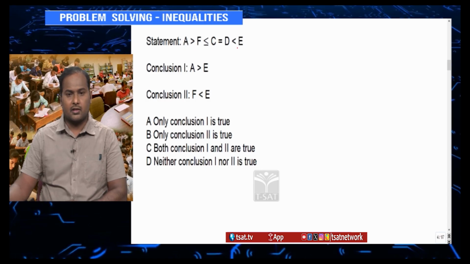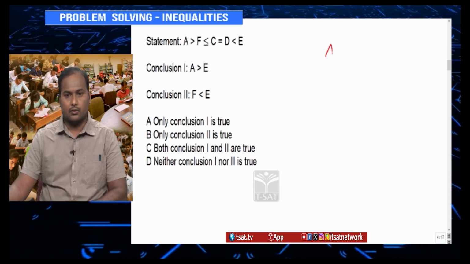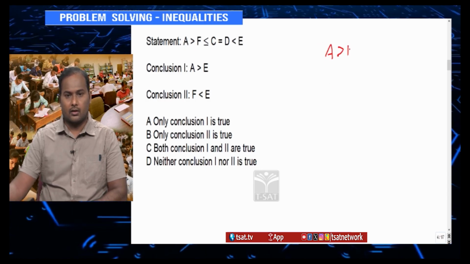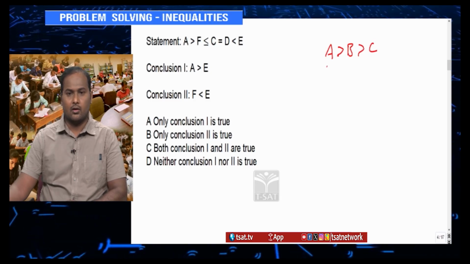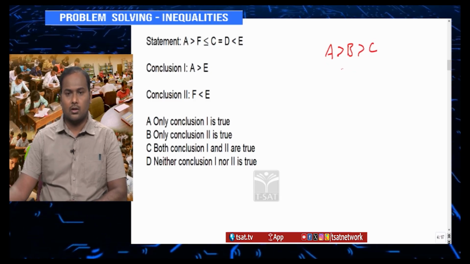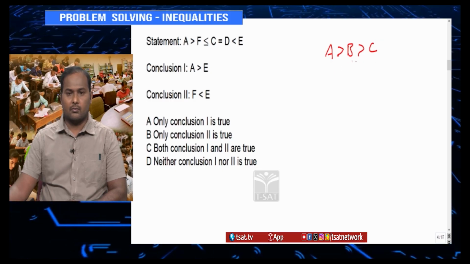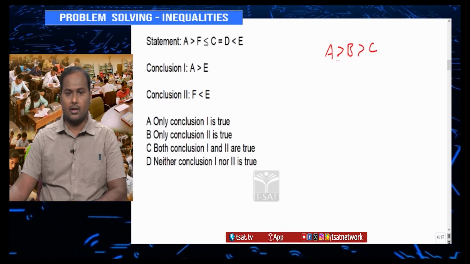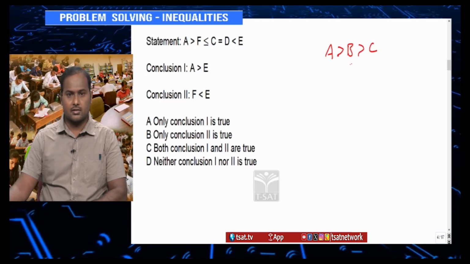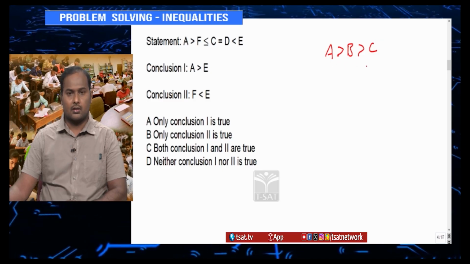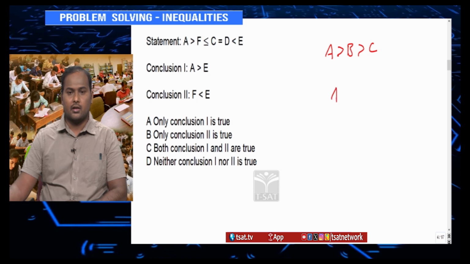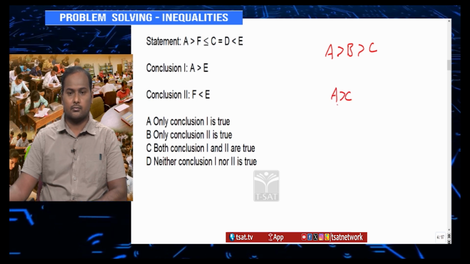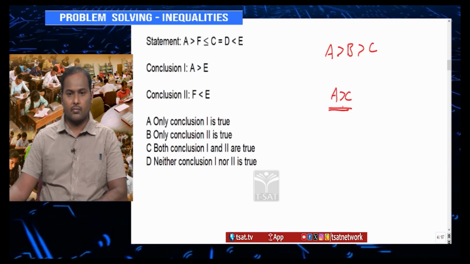See, in this always remember, for example, A is greater than B, greater than C. Obviously directly what is the conclusion I can make? From this given statement, for example, A greater than B, B greater than C is the statement. So directly what is the conclusion that follows? The conclusion that follows here is A is greater than C. So that is the conclusion that follows.